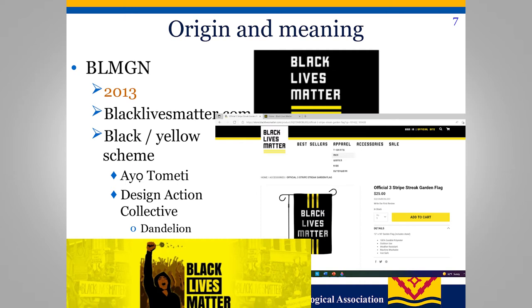What does the yellow mean? It is the brainchild of one of the three founders, Ayo Tometi, and it's filtered through a design group called Design Action Collective of Oakland, California. It does actually have a meaning. It's the dandelion color, the dandelion seed sphere held by a protester, and the dandelion seeds are being disseminated on the wind, as it were a disseminated movement. It goes everywhere on the wind, so to speak. And then the yellow color is the color of the flower associated with that, the dandelion. So remember dandelion, and then you understand the yellow color of the BLM flag.